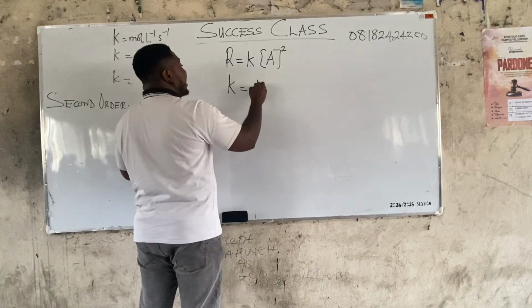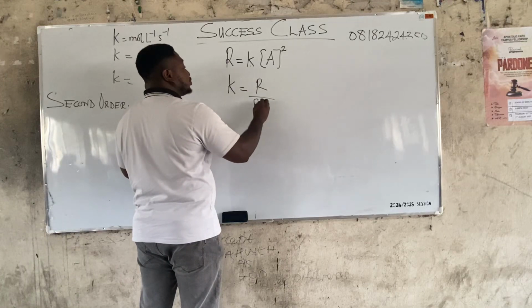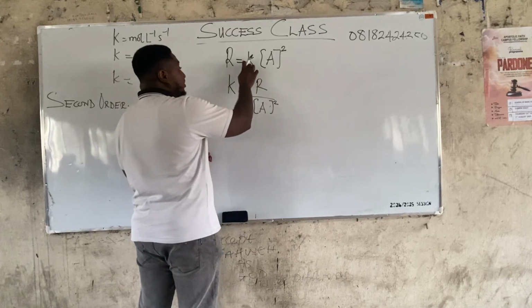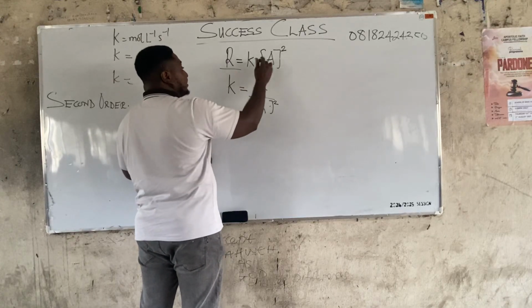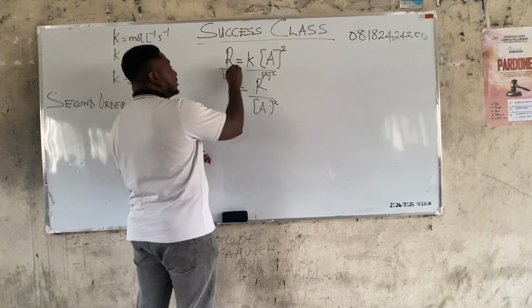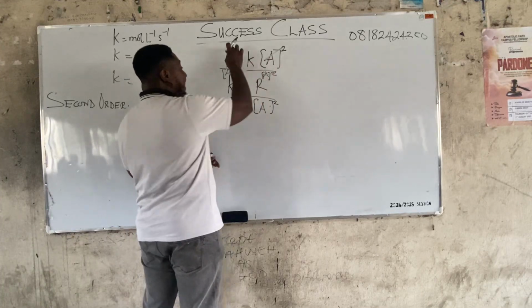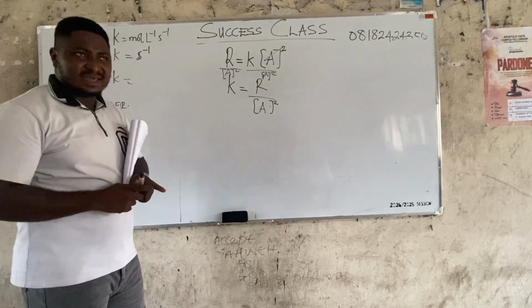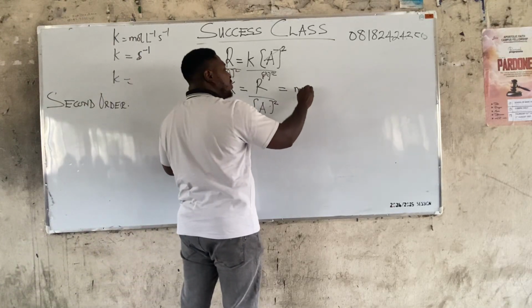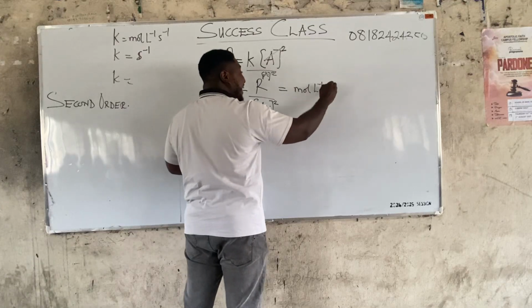k is R all over A raised to 2, right? I want to make k the subject of the formula. So divide both sides by A squared. A squared cancels A squared, so that k is R all over A squared. Now what is the unit for R? The rate of reaction is mole per liter per second.